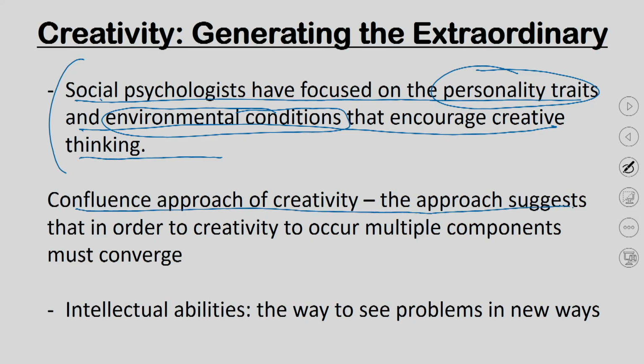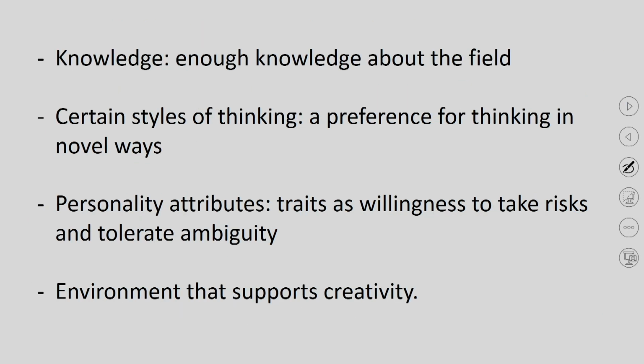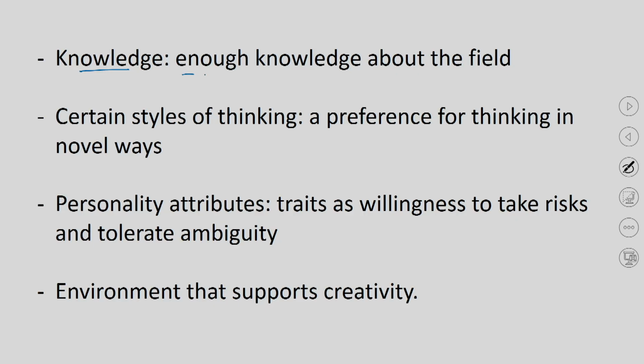Confluence approach of creativity. The approach suggests that in order for creativity to occur, multiple components must converge. So, for creativity to come up, there are several factors which must converge. First, intellectual ability, the ability to see problems in newer ways. So, if somebody can see a problem in ways which are outside the box, they will be creative. Knowledge, enough knowledge about the field. Somebody who does not have enough knowledge about the field cannot be creative. For example, if Einstein did not know mathematics and physics, could he come up with the idea of relativity? So, people who are creative have extensive knowledge about the field that they are studying.